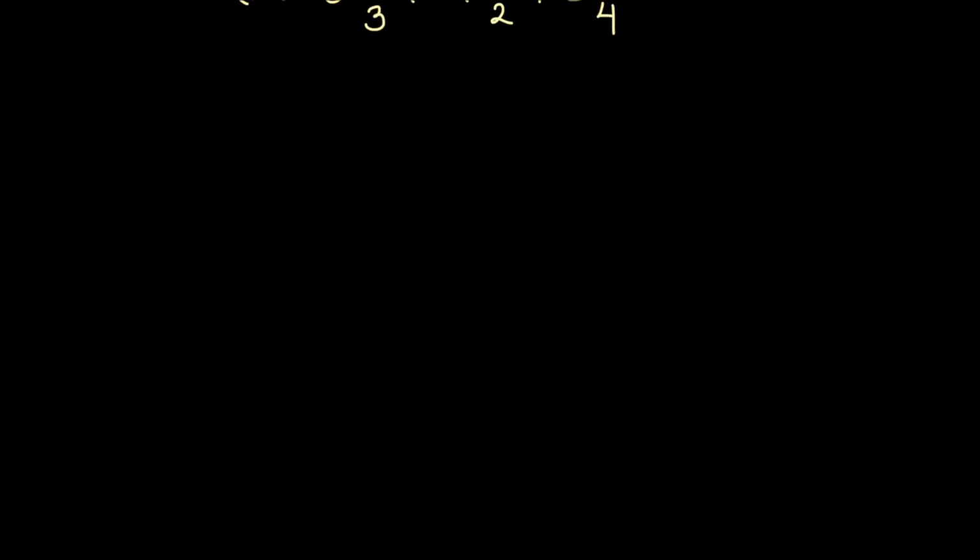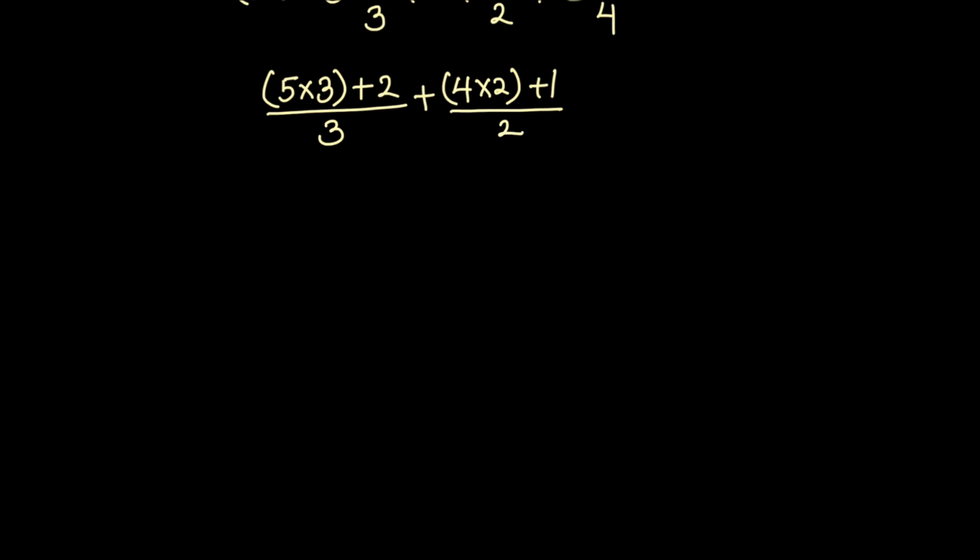5 2/3 plus 4 1/2 plus 3 1/4. So the first step in adding these fractions is to convert all these mixed fractions into improper fractions. To do so, we'll multiply the whole number with the denominator of the fraction and add the numerator to it, and the denominator remains the same. The same we'll do with all the fractions. This will be 4 times 2 plus 1 divided by 2, and the last one will be 3 times 4 plus 1 divided by 4.